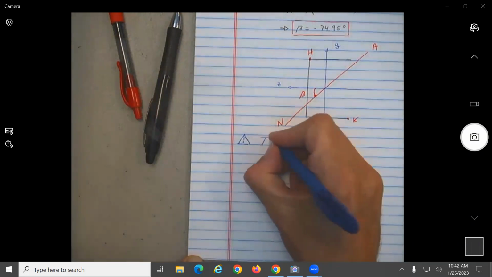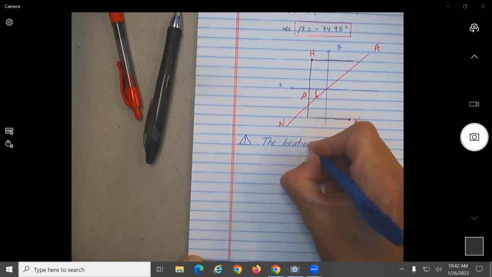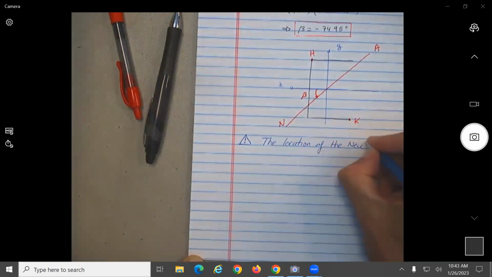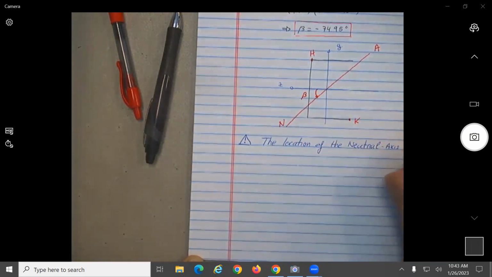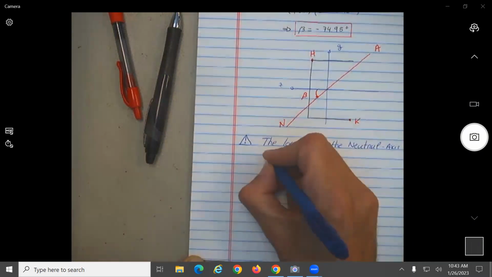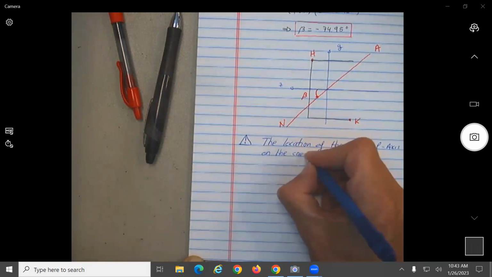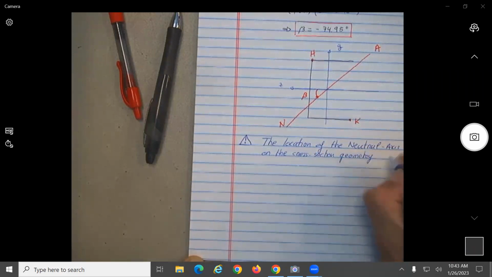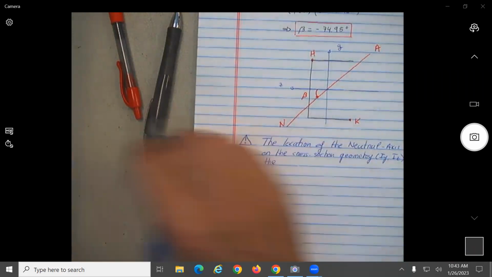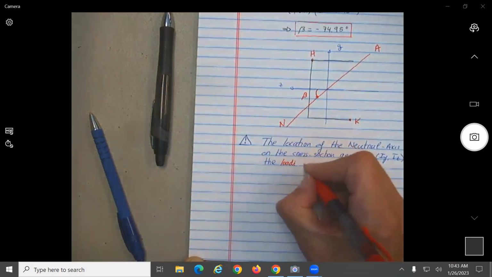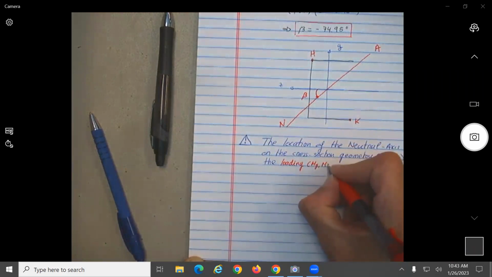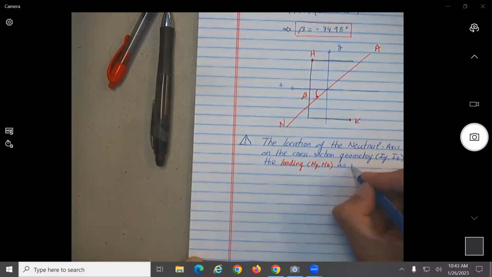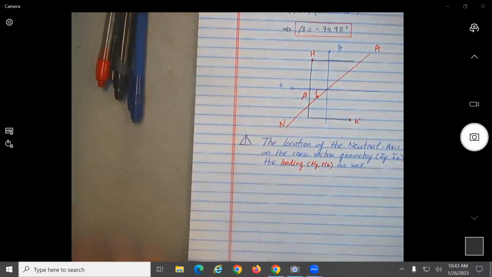Okay, so that's what we're going to write. The location of the neutral axis depends on the cross section geometry, because we had the IY and IZ, but on the loading as well, which is in this case MY, MZ.